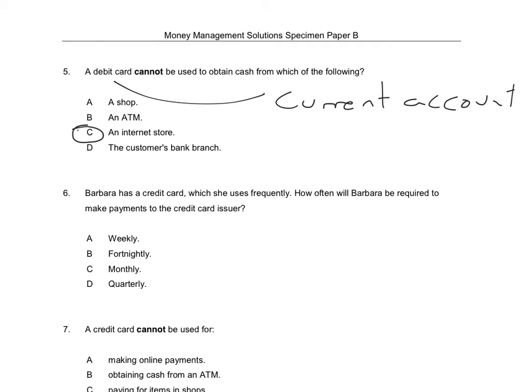Right, Barber has a credit card which she uses frequently. How often will Barber be required to make payments to the credit card issuer? Now, it's always monthly. Right, next.